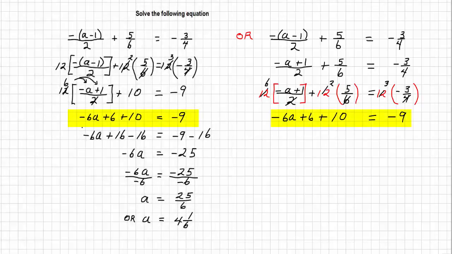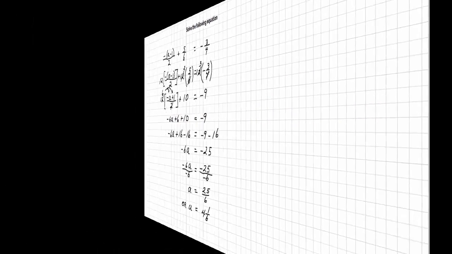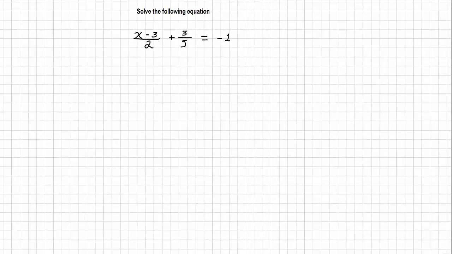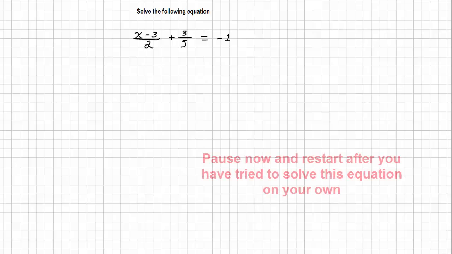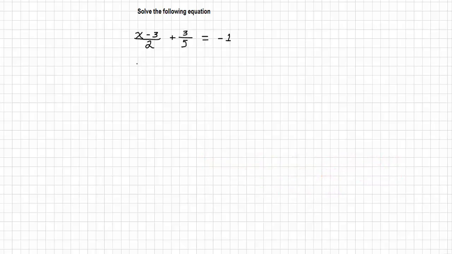At this stage, you'll see that both equations are identical, so in order to finish the solution, you would just continue with exactly the same steps that we did before and get your answer of a is equal to 4 and 1/6. In front of you, you will see another equation that I want you to try on your own, so pause this video now and restart after you have tried to solve this equation on your own. Remember to take your time, and if you have any trouble with the multiplication of the binomial, just go back to your refresher course and you'll see how to do it.